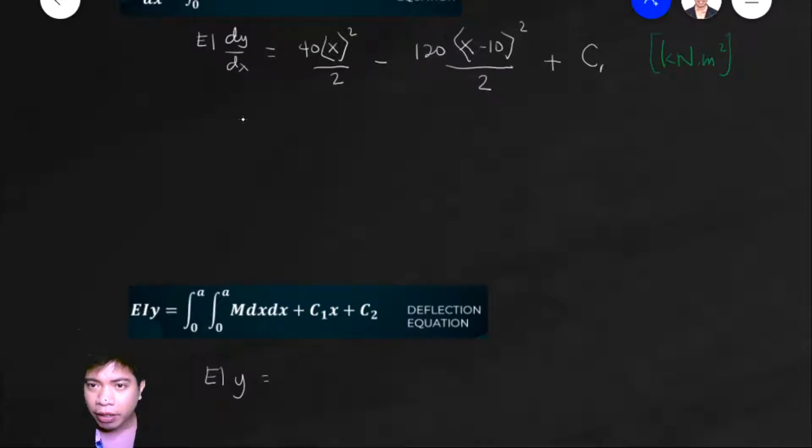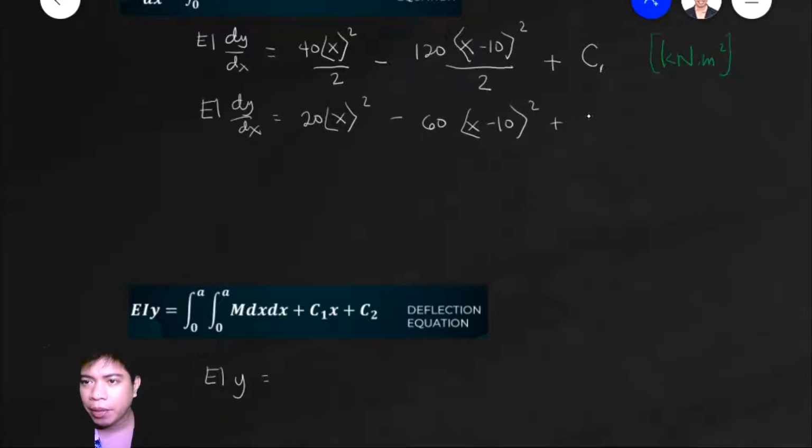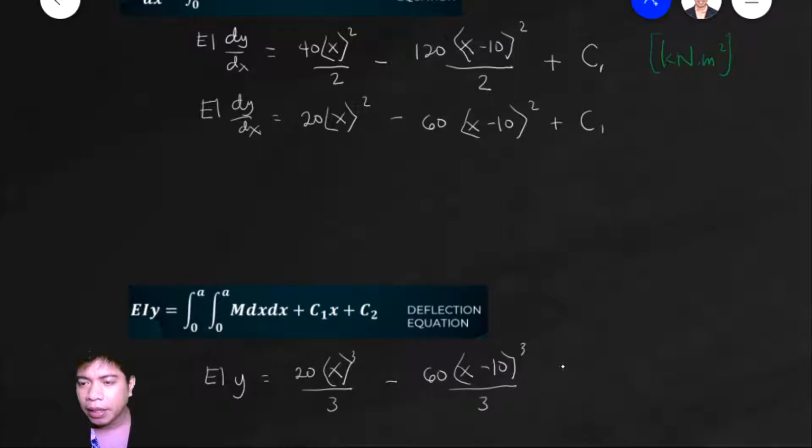Okay, wait lang, guys, i-simplify muna natin dito sa taas para hindi tayo mahirapan. So dy over dx is equals to 20x squared minus 60 times x minus 10 squared plus C1. Okay, so dito sa baba, magiging 20x cubed divided by 3, minus 60 times x minus 10 cubed divided by 3 na naman, plus C1 x, then plus C2.